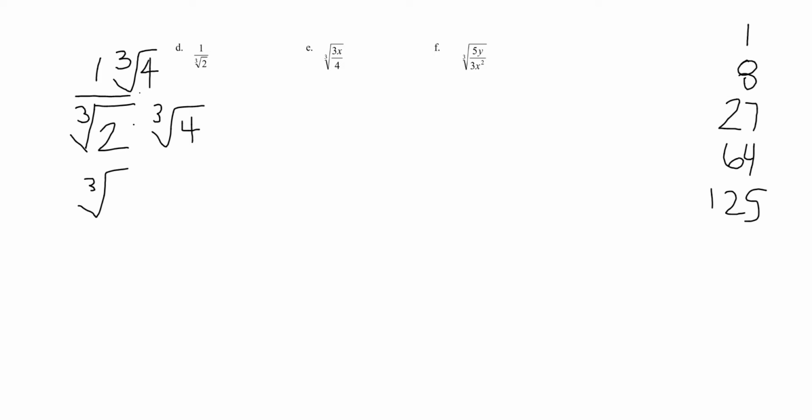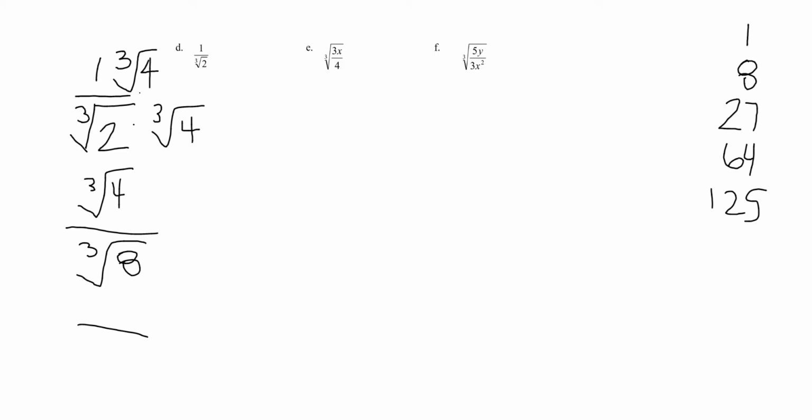So let me go ahead and just erase that since it's wrong. What I want to do is make the 2 into, in this case, the closest perfect cube, which is 8. So I'm going to make it into the cubed root of 8. To do that, I need to multiply 2 times 4 to give me 8. So I multiply by the cubed root of 4. And remember, whatever I do to the bottom, I have to do to the top. So that's going to leave me with the cubed root of 4 over the cubed root of 8.